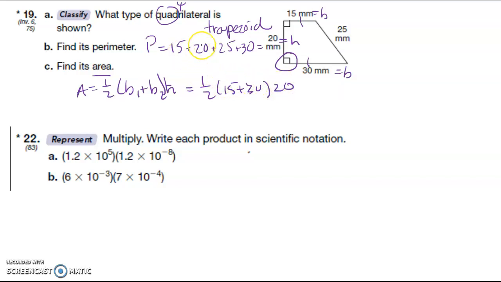All right, so let's get the calculator involved. Perimeter 15 plus 20 plus 25 plus 30 is 90. Okay. Oops. So perimeter is 90. This is going to be 1/2 of 45 times 20. So 0.5 times 45 times 20 is 450.